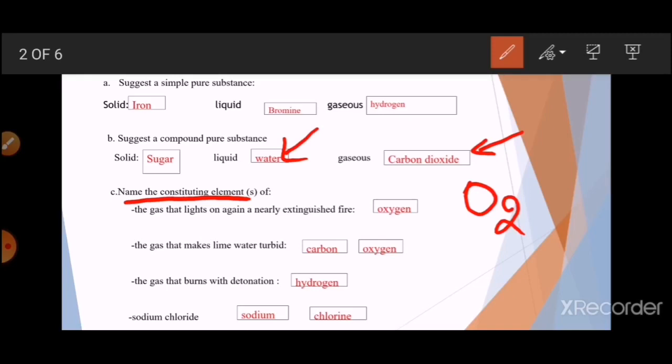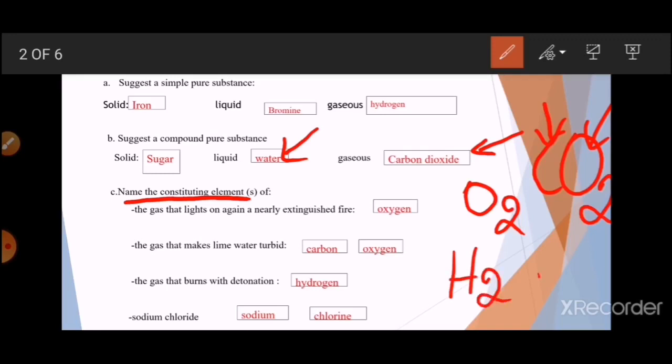The second part, the gas that makes lime water turbid. The gas that turns lime water turbid is carbon dioxide, which is CO2. The constituting elements of CO2 are carbon and oxygen. The gas that burns with a detonation, that means it gives a pop sound, is hydrogen gas. The constituting element of hydrogen gas is hydrogen. The last one, sodium chloride. The constituting elements of sodium chloride are sodium and chlorine. In the compound, it is written as IDE. In the elements, you cross IDE and write INE.